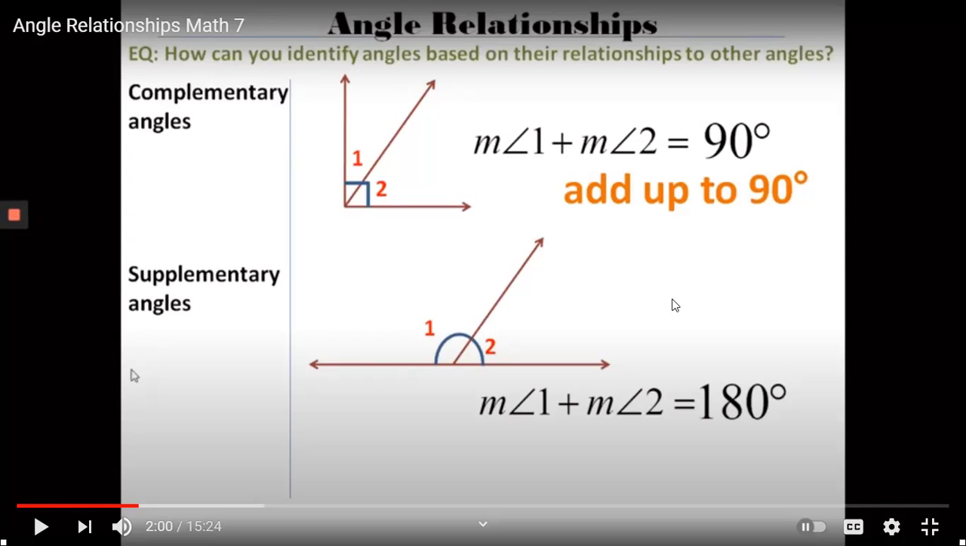So till now, could you please tell me the two relationships between two angles? Complementary angles: when you add 1 plus 2, it equals 90. Any two angles that you add together whose sum equals 90 can be called complementary angles. Thank you, I appreciate it.